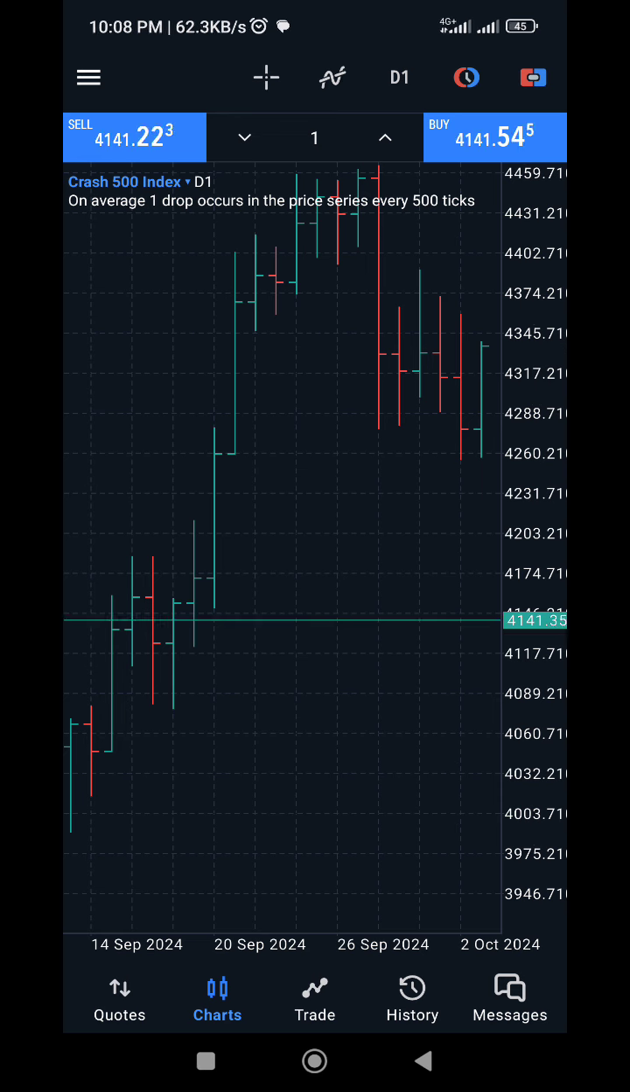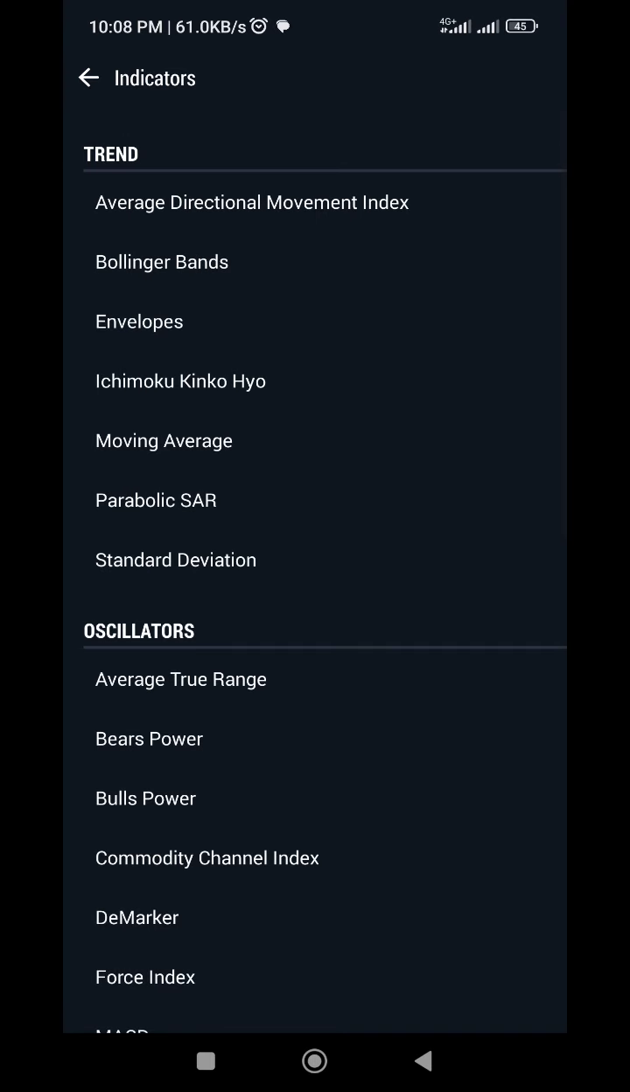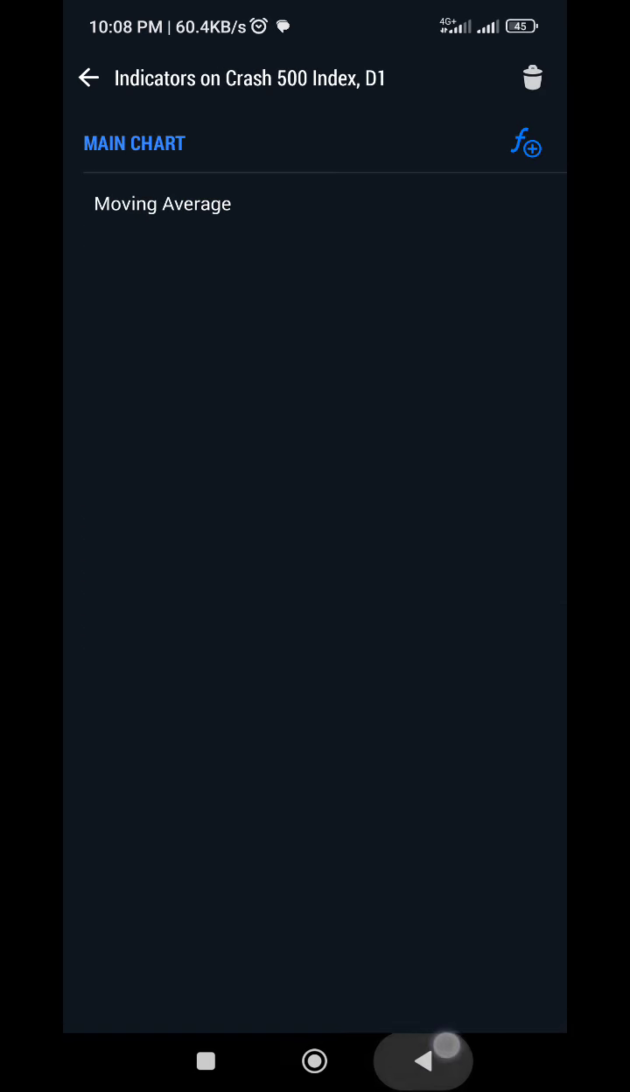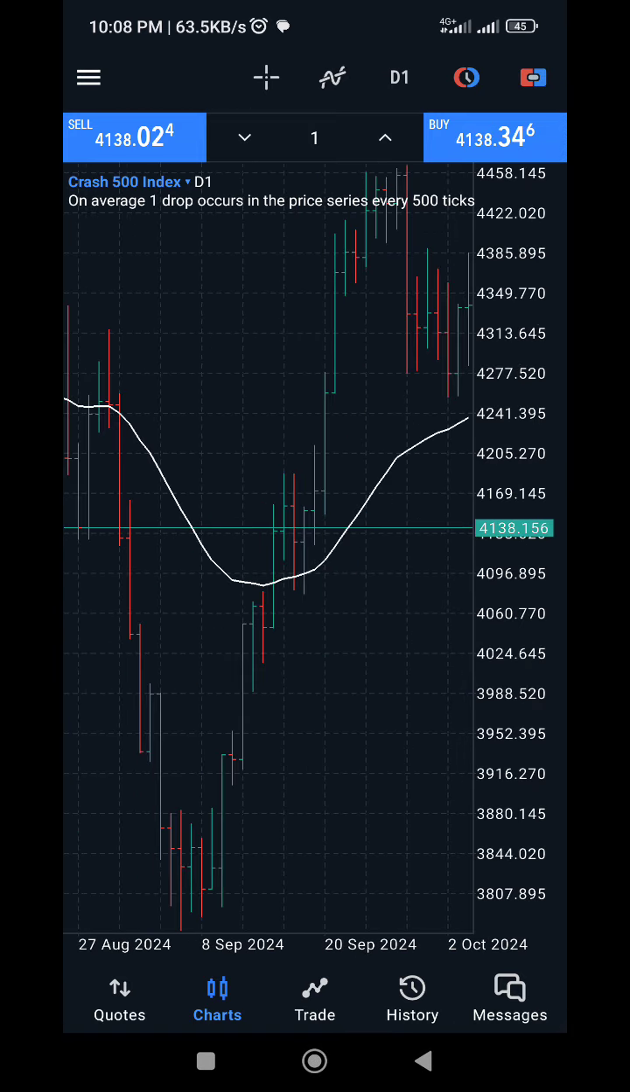Now, this secret is this. Just imagine with me here. Imagine I come to the function and I come to the main chart to add a moving average. Take for example a 20 period moving average, shift 0, method smoothed, apply to close, and I use this style because of the black background. If I use a white background, I just change it and then add that. Now you can see the moving average is on the chart right now.